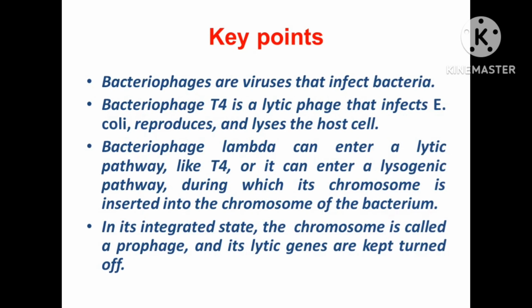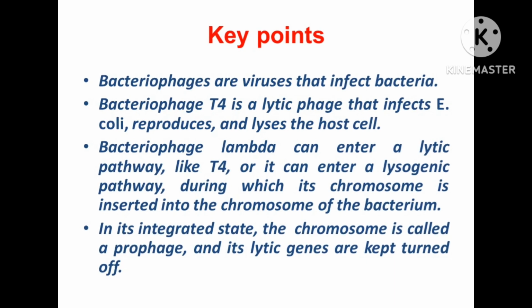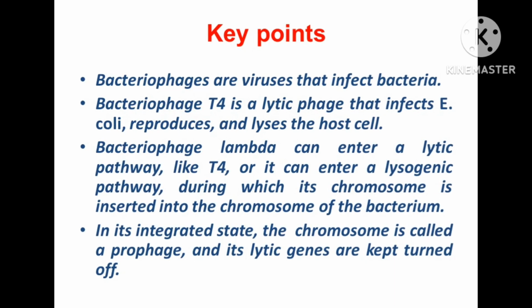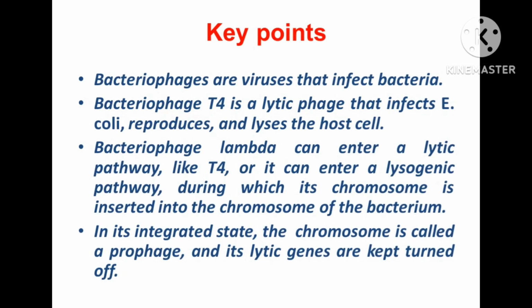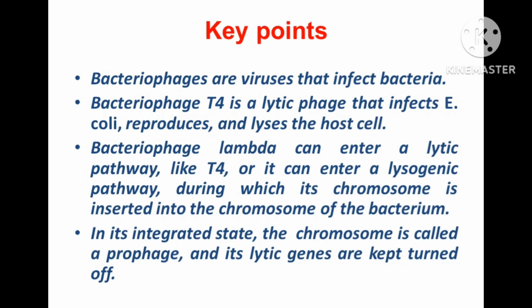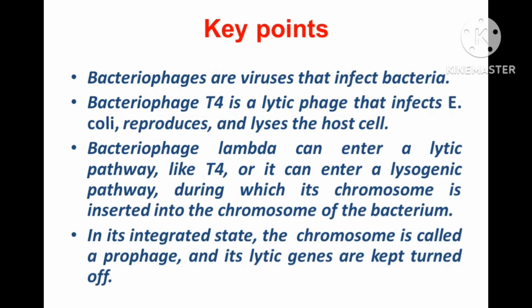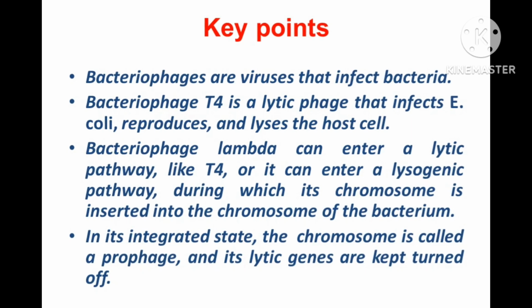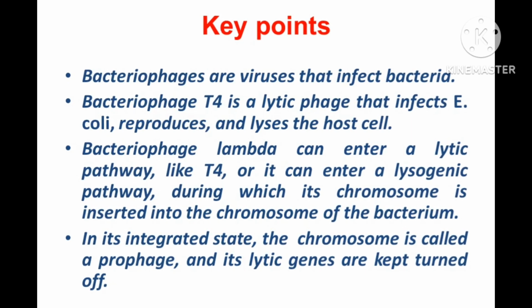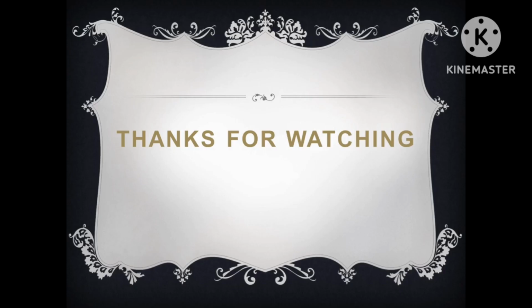Bacteriophages are viruses that infect bacteria. Bacteriophage T4 is a lytic phage that infects E. coli, reproduces, and lyses the host cell. Bacteriophage lambda can enter a lytic pathway like T4, or it can enter a lysogenic pathway during which its chromosome is inserted into the chromosome of the bacterium. In its integrated state, the chromosome is called a prophage and its lytic genes are kept turned off.